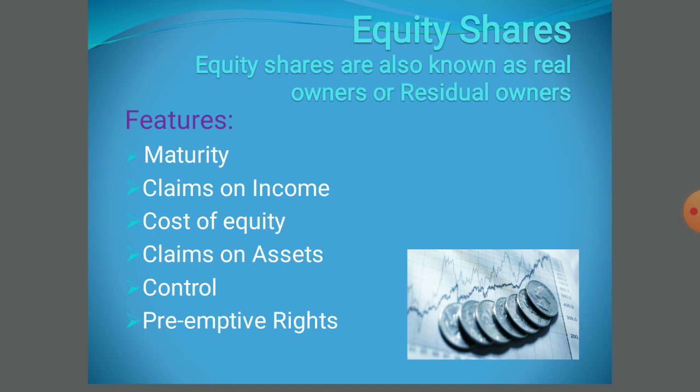Next, as we know, equity shareholders are the owners of the organization. They get ownership in proportion to their investment, and that is why they can control the working of the organization. Next feature is preemptive rights.